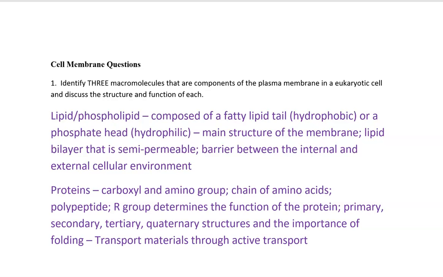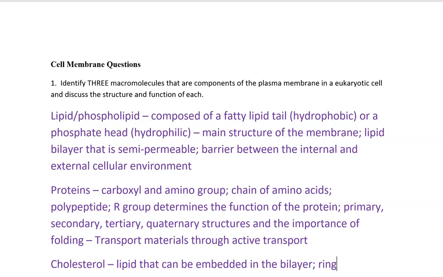This is where it starts to get a little more difficult, because those are the two most common. There are actually two more options that you could have talked about. You could have talked about another lipid specifically. Cholesterol is another macromolecule because it is a lipid that can be embedded in the bilayer. Structurally, it has a ring structure.